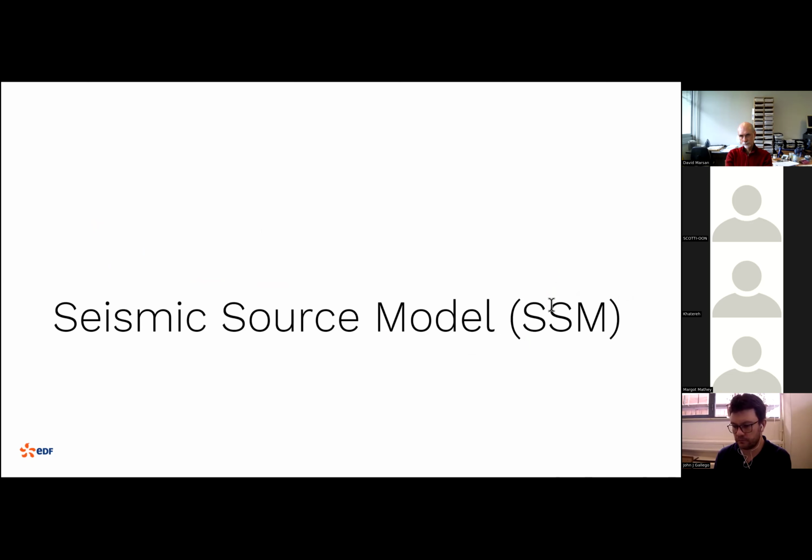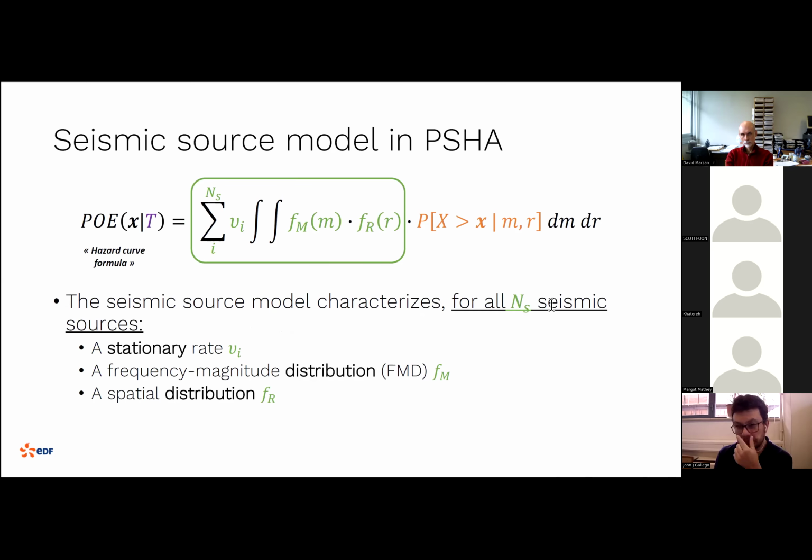Okay, so all these slides were just a reminder of what PSHA is and who is actually using the outputs of PSHA. I will now consider the seismic source model in particular. So I come back to my formula. Now you're very used to this formula. You have seen it once already, and you recognize the colors. So until the end of this presentation, we will only consider the green part.